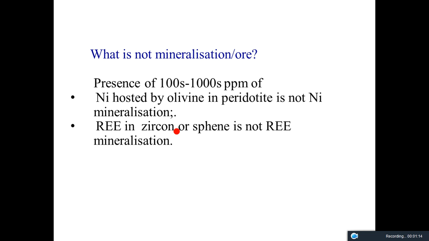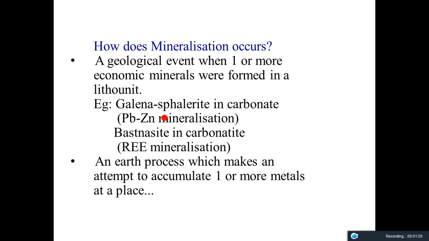And what is not an ore? Presence of a very small amount of any metal, say in ppm, is not an ore. If there is Re present in zircon, that will not be an ore. So how does it occur?